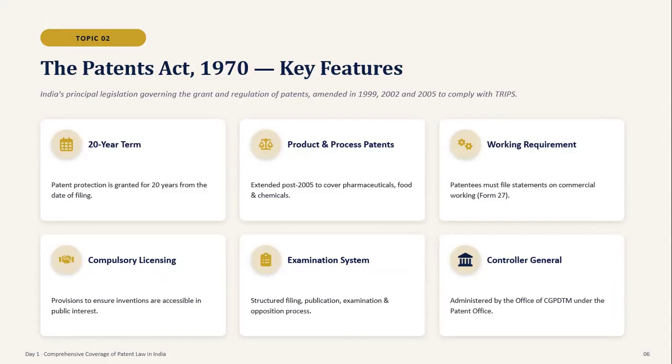The patent system follows a structured process involving filing, publication, examination, and opposition. The administration of the patent system is undertaken through the Office of the Controller General of Patents, Designs and Trademarks under the Patent Office framework. Together, these provisions establish the legal and administrative foundation of India's patent system.